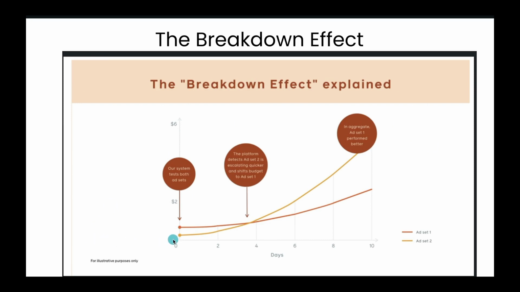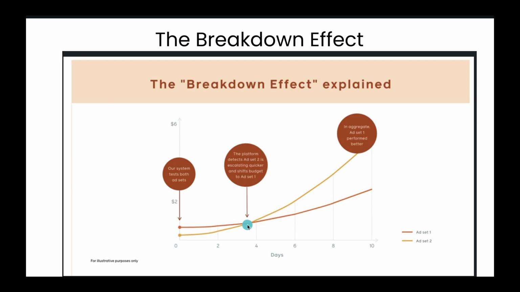If you look closely, on the left-hand side, I think in this example, it's the cost per video view. If you look at ad set 2, the yellow line, it has the lower cost per video view, under a dollar or something. And ad set 1 has a higher cost per video view.